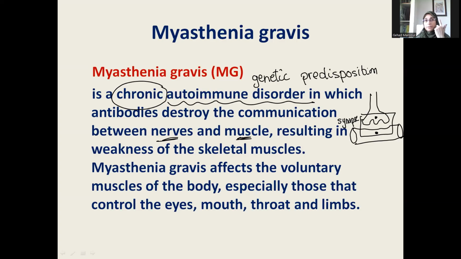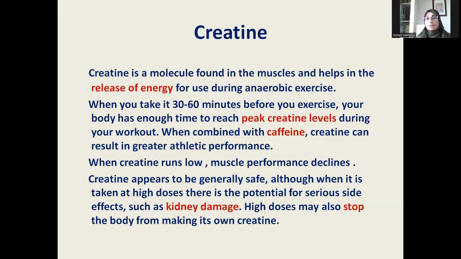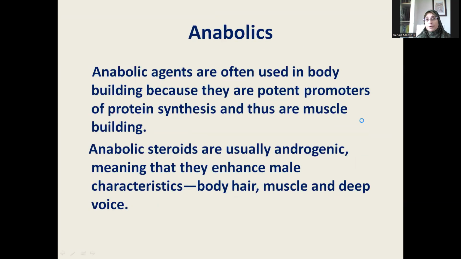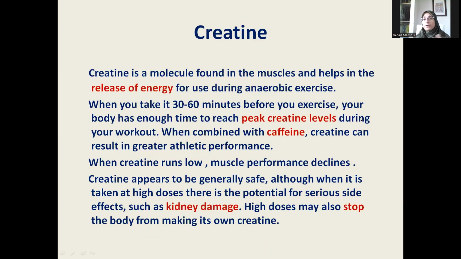So the patient might suffer from squint, for example, because the muscles are not working properly or in harmony. The muscles of the throat, so the patient might find difficulty swallowing, and the muscles of the limbs, upper limbs and lower limbs. After having finished the diseases, we will talk about things that you are interested in, like creatine.